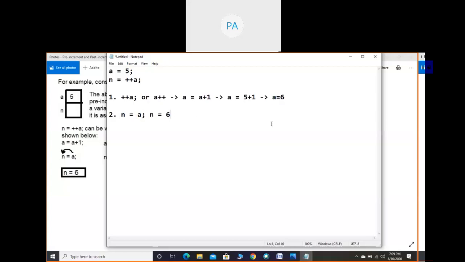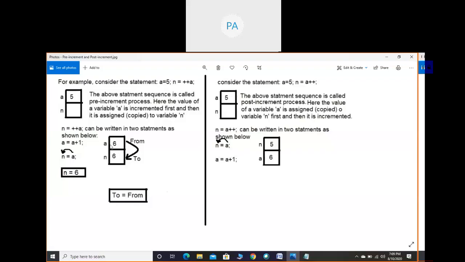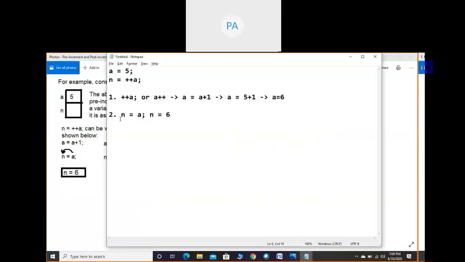So if you look at the memory representation in this diagram, n is 6, a is also 6. From variable a we are copying into n. So I have written here "from" and "to". That means from whichever variable you are copying, write it on the right hand side. To whichever variable you are copying, write it on the left hand side. So here we are copying from a to n. So a variable is written on the right hand side, n variable is written on the left hand side.